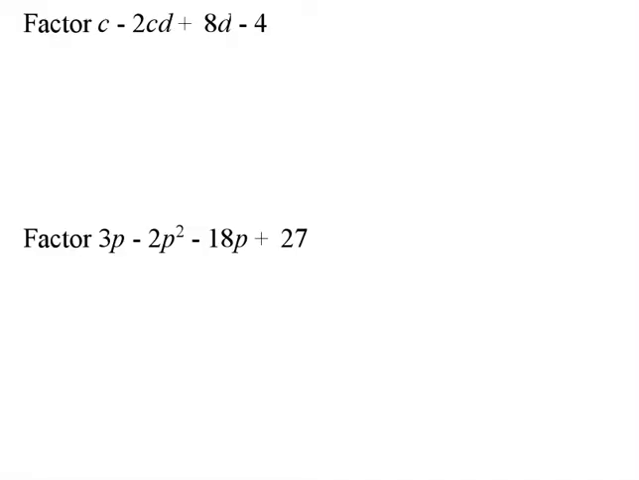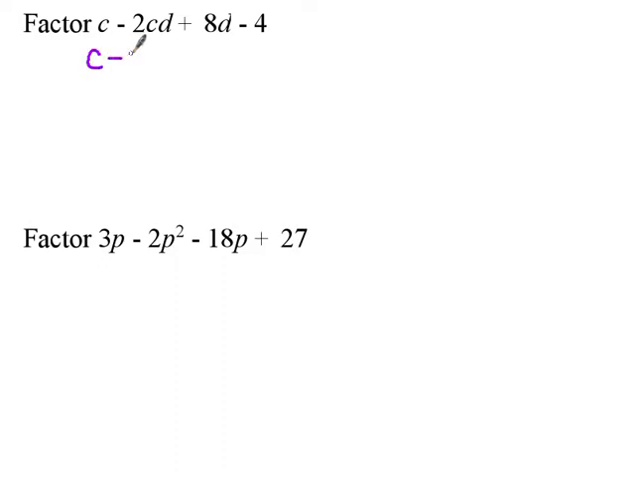So let's go ahead and look at this one. c minus 2cd plus 8d minus 4. So what am I going to do? Flip the 8d and the negative 4. Why? So it will come out with 2. Look at this relationship. 1 to what? 2. This one, 8 to 4. It doesn't match. We've got to have a 1 to 2 relationship.